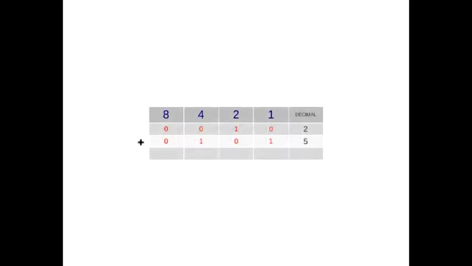In the last video I taught you how to convert numbers from decimal into binary and from binary into decimal. In this video we're going to be looking at binary addition. So, binary addition. If we take the numbers 2 and 5 in decimal and we add them up in binary, how do we go about doing that?